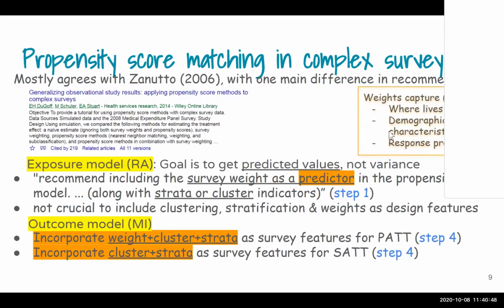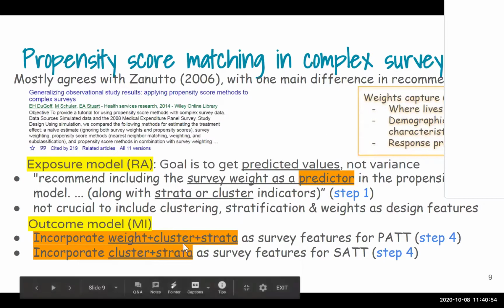Only the data set, survey features as covariates. What about the outcome modeling? The outcome modeling suggestion was exactly the same as Zanutto's. They said that if you are going to estimate the population-based estimate, use all of the features as features, not covariates here. You create the design using weight, cluster, and strata. But if you are calculating just the sample ATT, then just use the cluster and strata. Do not worry about the weight to get your outcome modeling estimate.